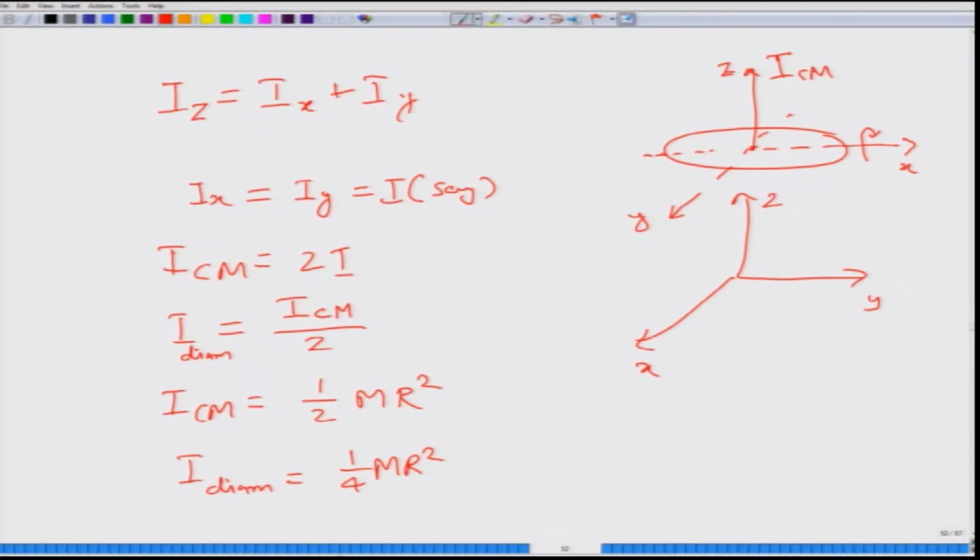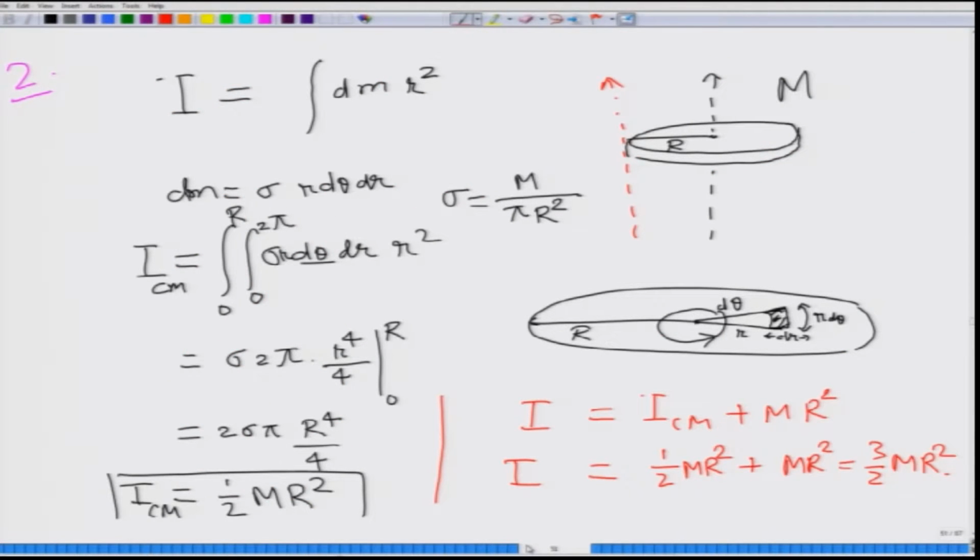Similarly, one can ask what is the moment of inertia about an axis which is tangential to this disc and parallel to the diameter. So, you can use the parallel axis theorem and do the same analysis which we did here, and you can calculate the moment of inertia about this axis.